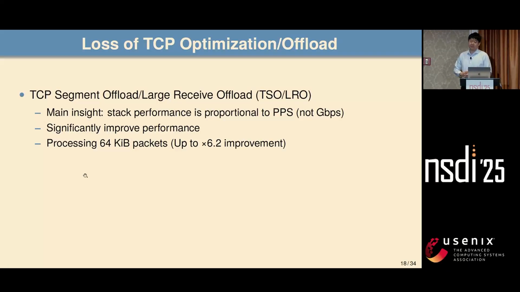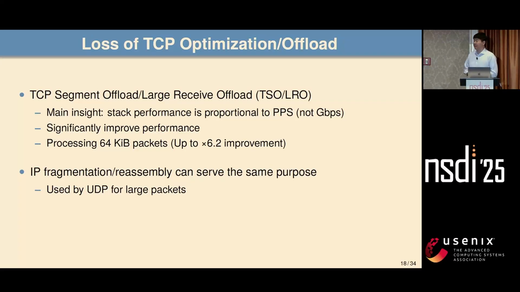By switching to the IP protocol, we're also losing all the optimizations provided by the TCP protocol, for example TCP RO, the large receive offload, or TSO, the segmentation offload. Our main insight here is that for most of the stack, performance is proportional to packets per second instead of gigabits per second. By collapsing multiple smaller packets into a larger one, we significantly improve performance. Experimentally, we're seeing a 6.2 times performance improvement with TCP RO.